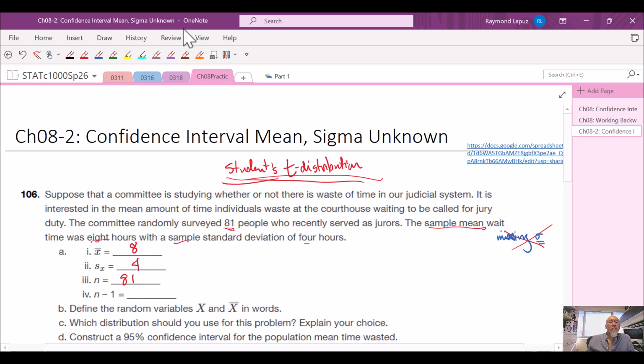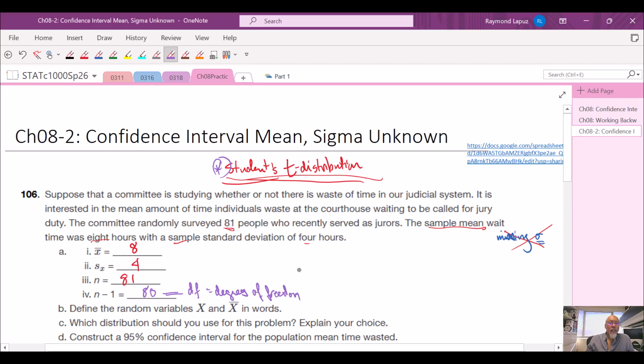Now, one other value that is needed because we're using the student t distribution is n minus 1. So n minus 1, you have 81 minus 1 is 80. And this is actually your df, or degrees of freedom. And that is important when we're dealing with the student t distribution. So we want to make note of that.